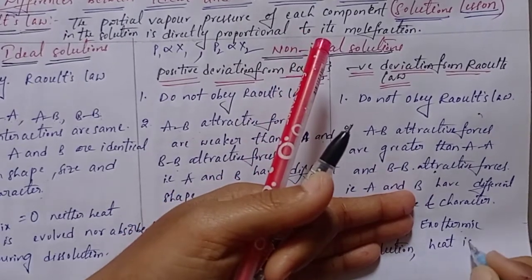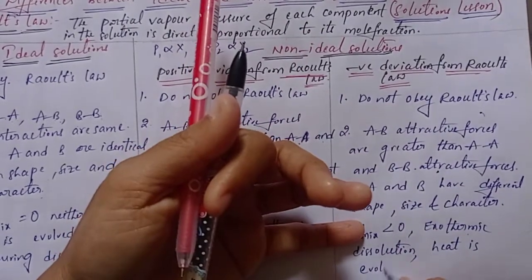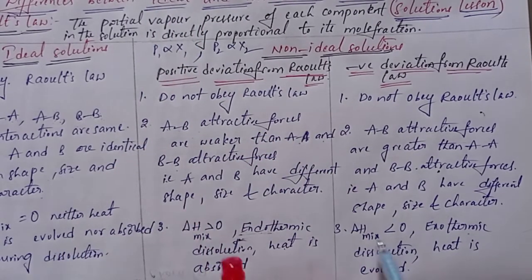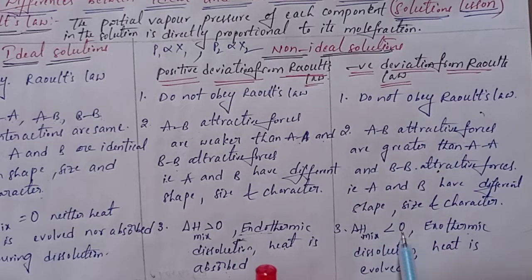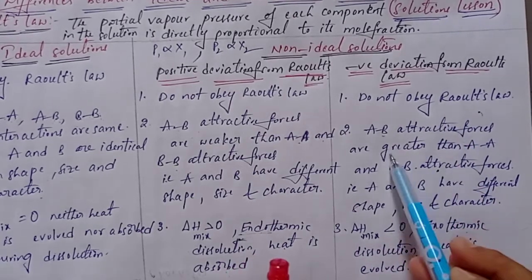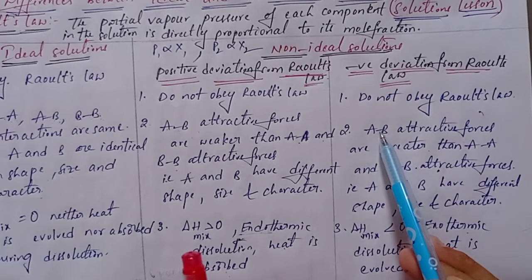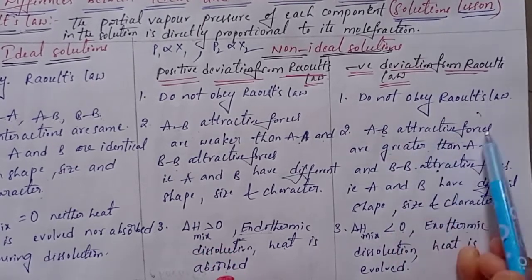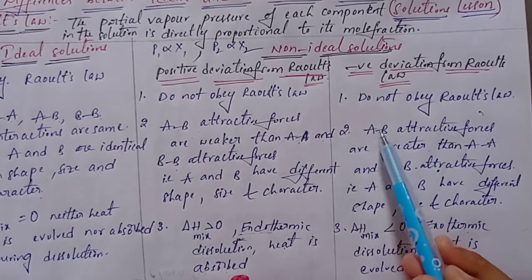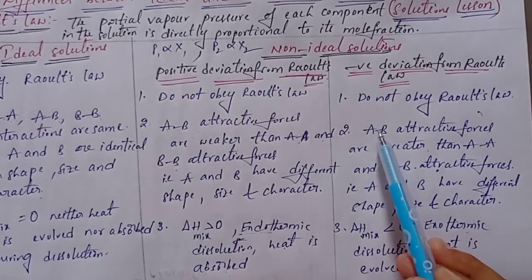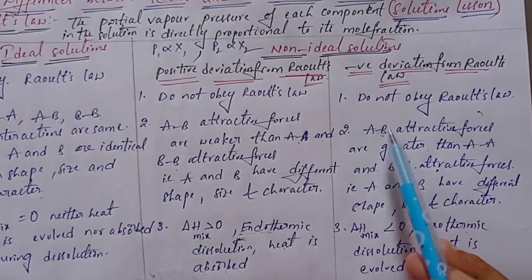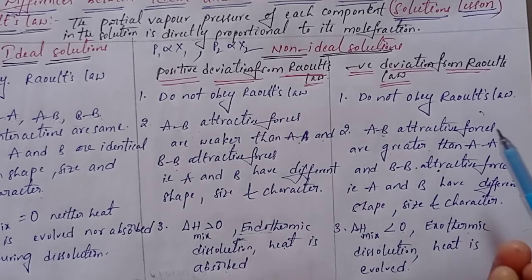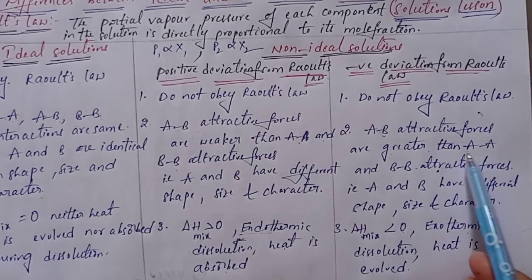Here what, students? Heat is evolved. Clear? The delta H value, the change in enthalpy value, is less than 0. Why, students? Here AB attractive forces are greater. That means during the formation of bond between the two different components, students, more attractive forces are there. So that's why here more energy is released when compared to AA and BB.